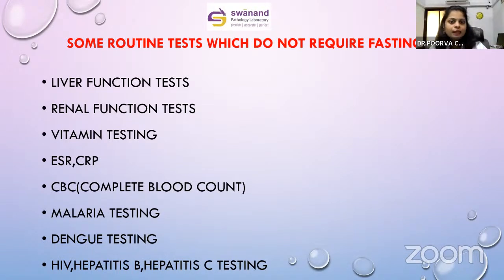Now please note that for every test there are some alterations depending upon what you have eaten or consumed, but for these tests the alteration is minimum, so we don't do fasting compulsorily before them. Okay.